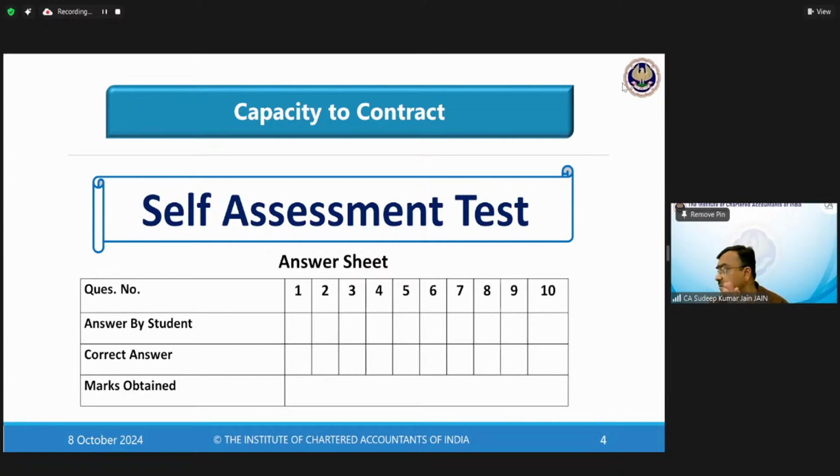Good morning, Kushal, Pawan, Piyush, Kushil, Rajveer. Good morning. So that we can start our self-assessment test.